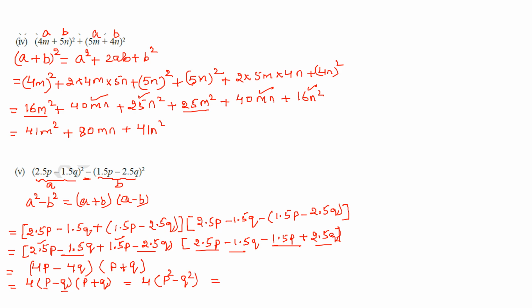And then you can multiply 4 with p square, it will give you 4p square minus 4q square. So this is the answer for the fifth question. So if you proceed slowly, step by step, aram se, you can solve it very easily. Okay, it's not a very tough question. Now moving to the next question.